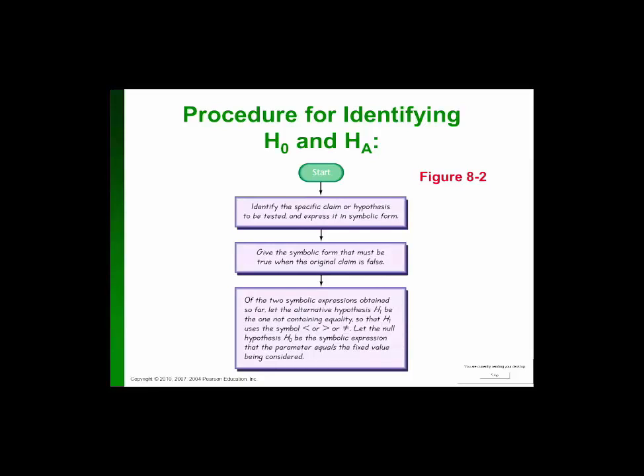The claim can be P is greater than, but that's not the null hypothesis. The null hypothesis always has to be equals. And you'll see the reasoning behind this as we go along.